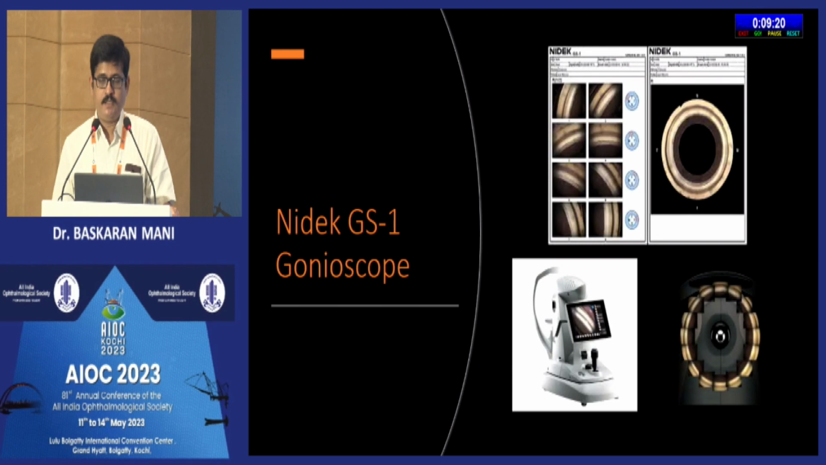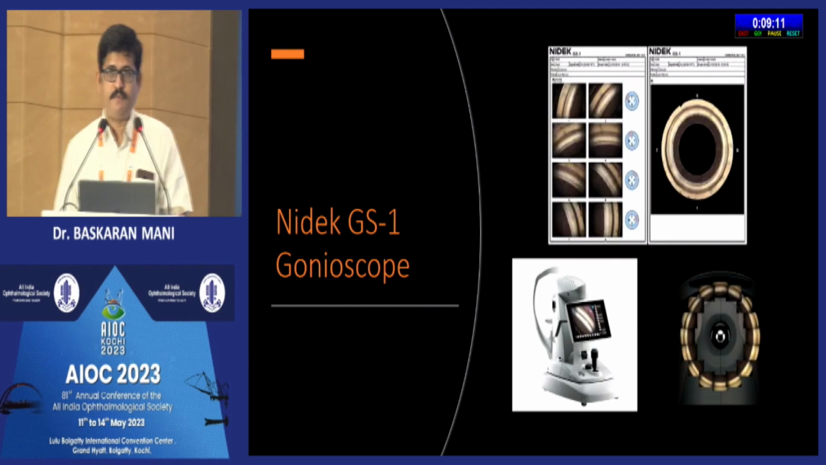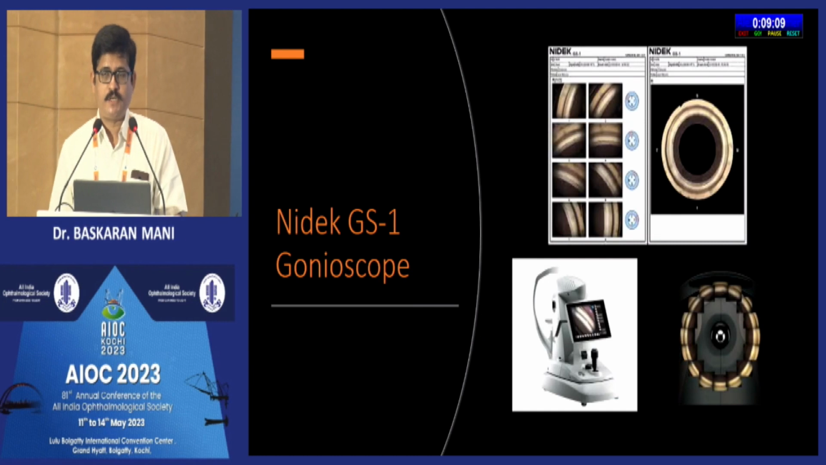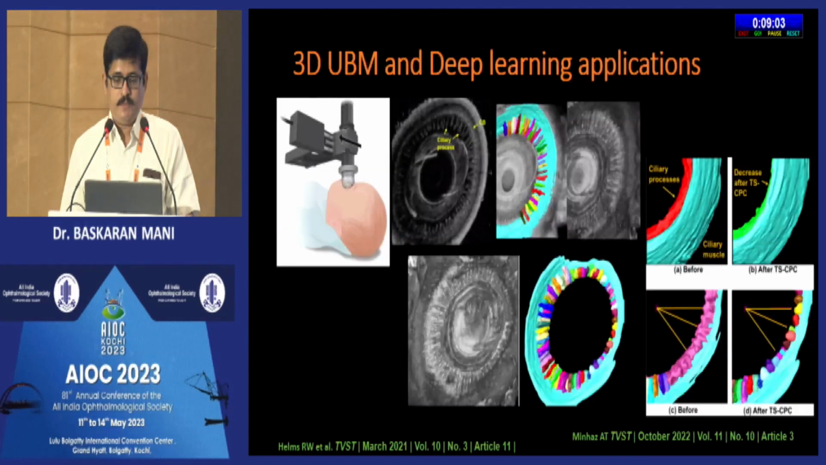And with the Nidek, multiple images are taken and stitched together so that the gonioscopic view is also there. Of course, there are some disadvantages in terms of visible light, which can probably constrict the pupil. So coherent light is used in most of them to avoid such issues as well.